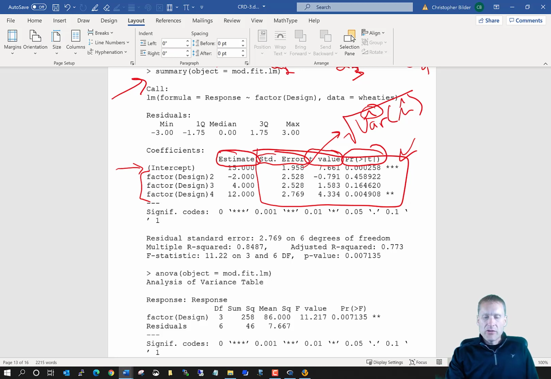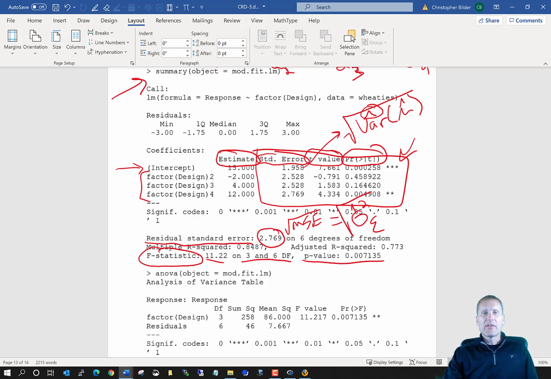We also have some other information here too. For example, this thing called residual standard error is just another way that people use to represent the square root of MSE. What this is going to be, you could say, is sigma hat epsilon. It's an estimate of that variance, I'm sorry, now the standard deviation of that random error term. We also have an F statistic here. That should look familiar, 11.22. The degrees of freedom should look familiar. And guess what? There's that p-value that we've seen earlier too.